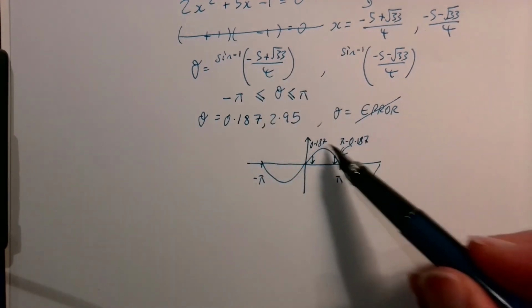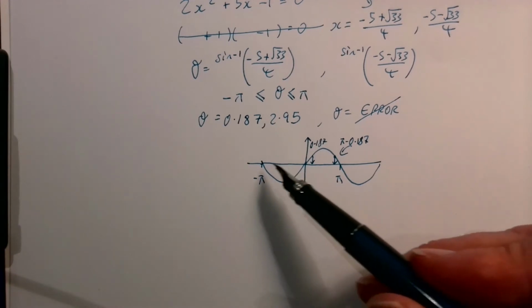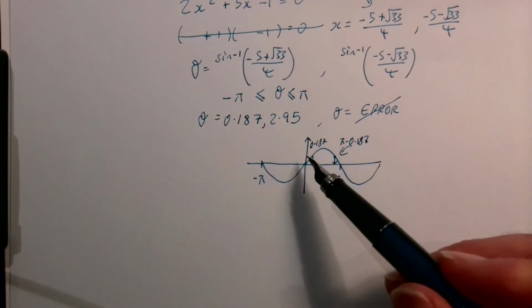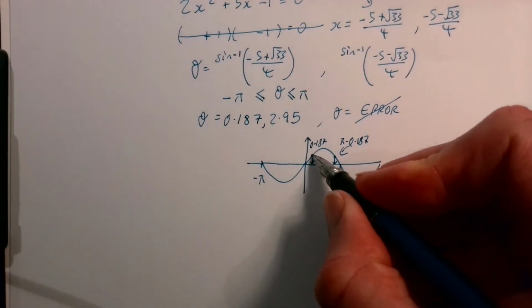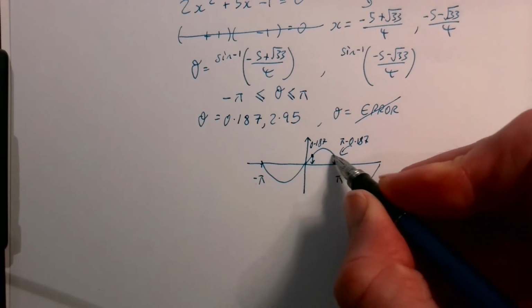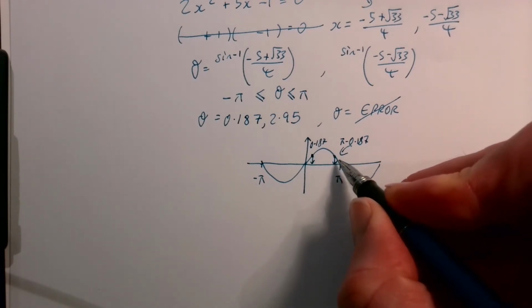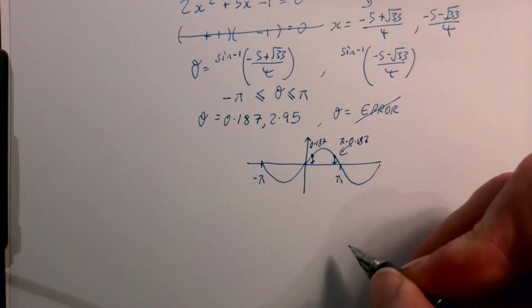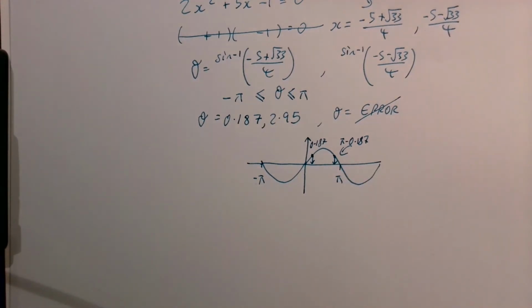And when you draw your little sine wave between negative pi and pi, that's like minus 180 and 180, your 0.187 would give you a value about there. So when that happens again, it's going to be minus 0.87 back from pi, isn't it? Because it's a positive value. Okay.